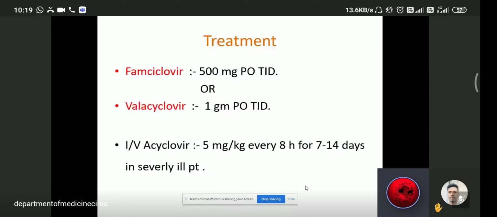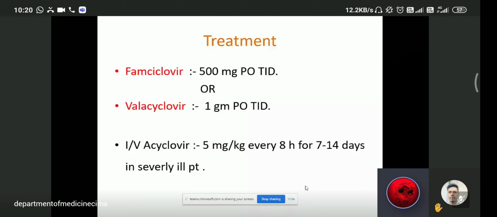Another group of drugs is famciclovir and valacyclovir. Famciclovir is 500 milligram orally TDS, 3 times a day. Valacyclovir is 1 gram orally 3 times a day. In a severely ill patient with severe odynophagia or dysphagia, injectable acyclovir can also be used with a dosing of 5 milligram per kg every 8 hours. That is, the injectable dose is not 5 times a day, but 8 hourly, at 5 milligram per kg, for a duration of therapy of 7 to 14 days.